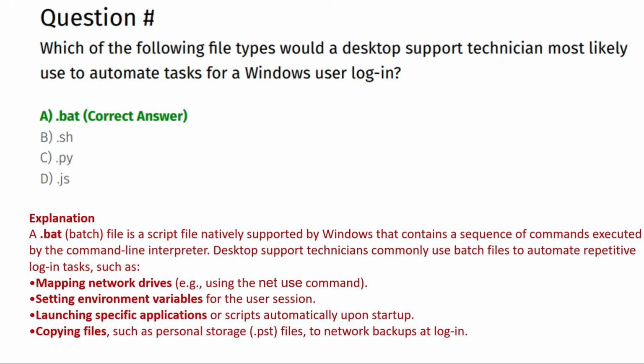So .bat batch file is a script file natively supported by Windows that contains a sequence of commands executed by the command line interpreter. Desktop support technicians commonly use batch files to automate repetitive login tasks such as mapping network drives, for example using the net use command, setting environment variables for the user session, launching specific applications or scripts automatically upon startup, copying files such as personal storage .pst files to network backup at login. So that's why the correct answer for this question is option A, .bat. So let's move to the next question.